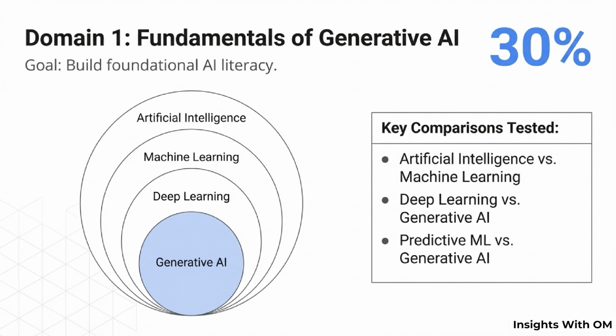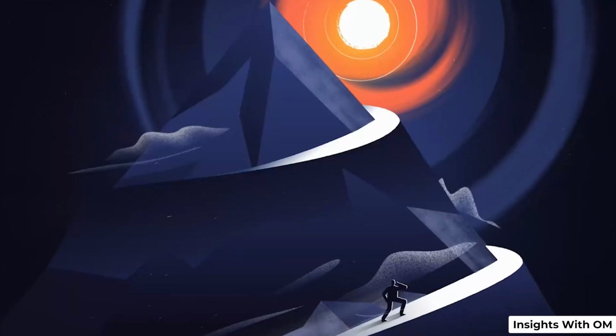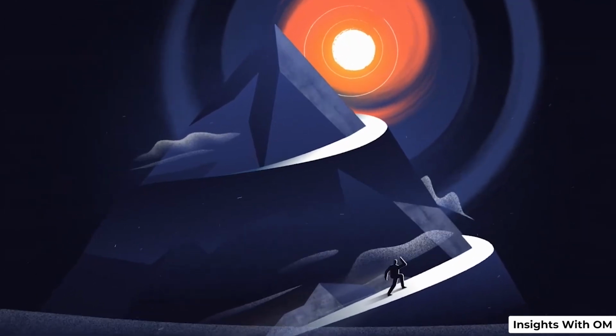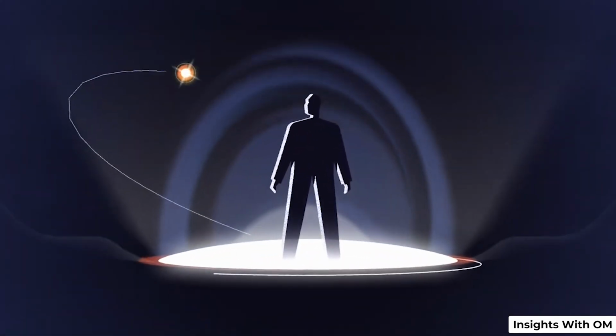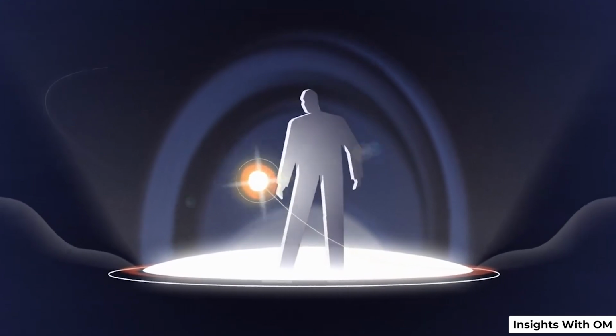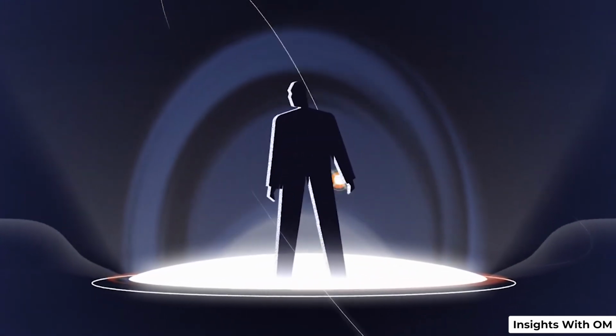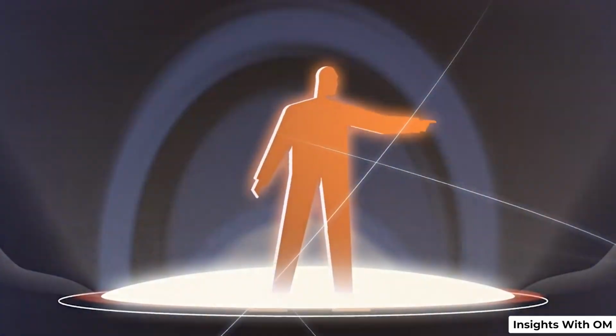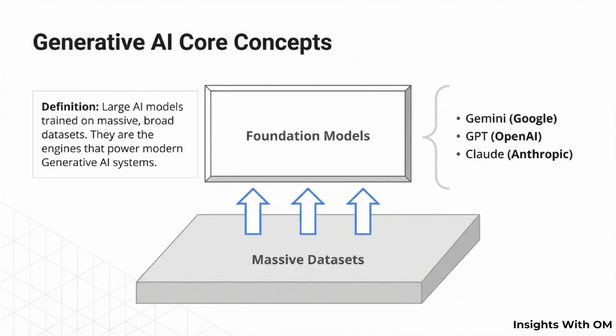At the center of generative AI are foundation models. You can think of foundation models as extremely powerful brains trained on massive libraries of data. Instead of learning just one task, these models learn general knowledge and can perform many different tasks. Examples include Google's Gemini, OpenAI's GPT models, and Anthropic's Claude.